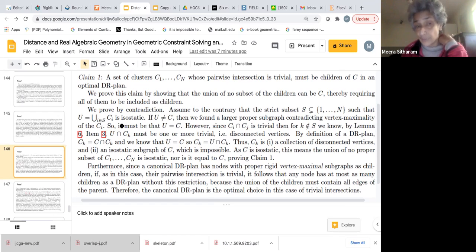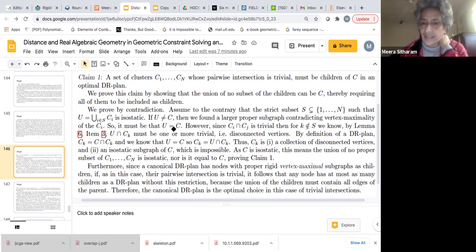In fact, I have to point out that if you read the original papers with the DR plan, we didn't use this vertex maximality property. What we used was something that we called cluster minimality, which is exactly what this is. It's this extra property that if you took any node of the DR plan, no proper subset of its children would have been rigid.